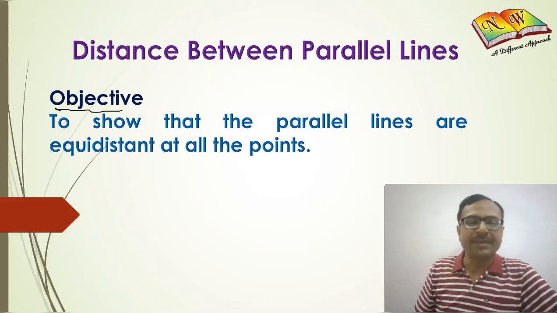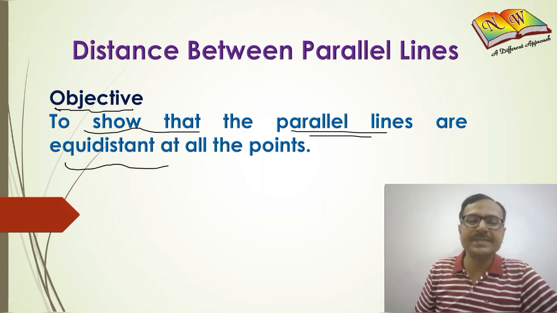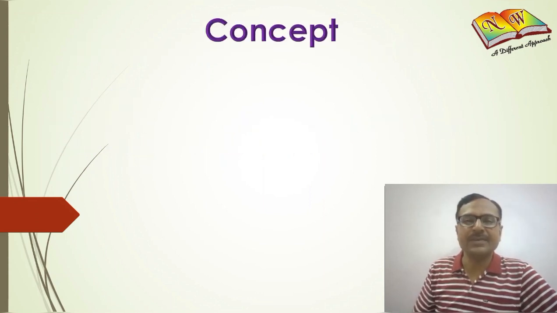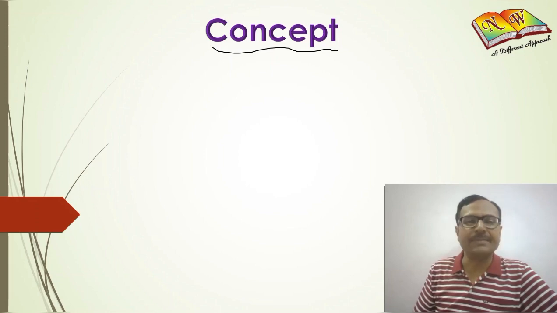The objective of this activity is to show that parallel lines are equidistant at all points. Let's understand the concept of parallel lines first. The two lines which we draw on a plane can be of three different types.